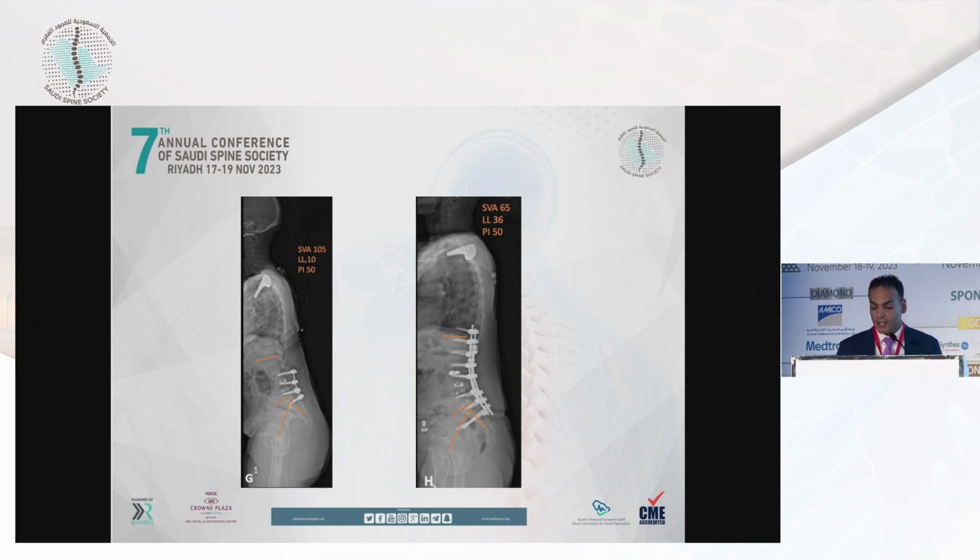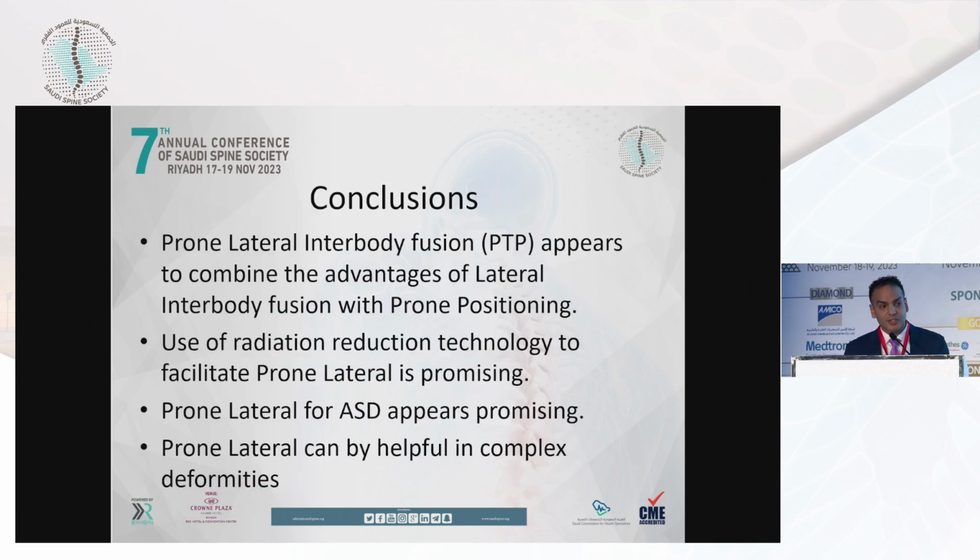So just to conclude, I think the prone lateral really combines the advantages that Dr. Anwar and Dominic talked about for lateral approaches, but gives you those degrees of lordosis with the prone positioning. I think our use of radiation reduction really helps us do these surgeries safer and more efficiently. I think prone lateral for adjacent segment disease in my practice has really become a game changer. And I think using the prone lateral for more complex deformities is very promising. Thank you so much.